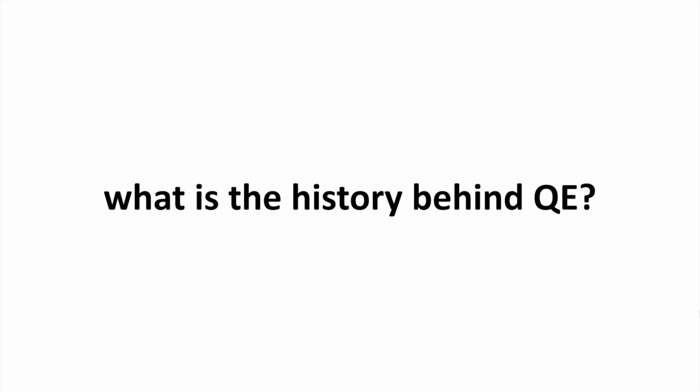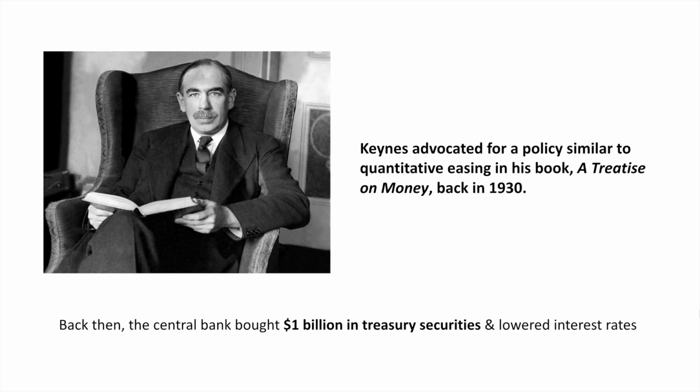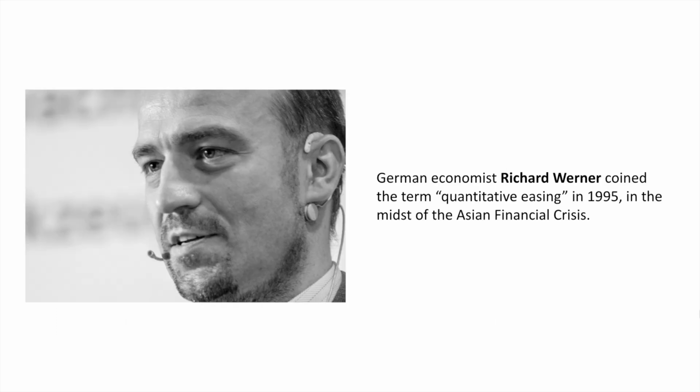Now, what's the history behind this policy? Quantitative easing is supported by Keynesian economics, with Keynes advocating for such a policy in his book, A Treatise on Money, back in 1930. Amidst the Great Depression, he proposed that central banks should buy securities to further decrease interest rates. Indeed, many consider the policies implemented by the U.S. Federal Reserve in the 1930s to be quite similar to the recent implementations of quantitative easing across the world. Back then, the central bank bought $1 billion in Treasury securities over a period of 2 quarters and brought down interest rates dramatically. It wasn't until 1995, however, that the term quantitative easing itself was coined by German economist Richard Werner in the context of the Asian financial crisis.